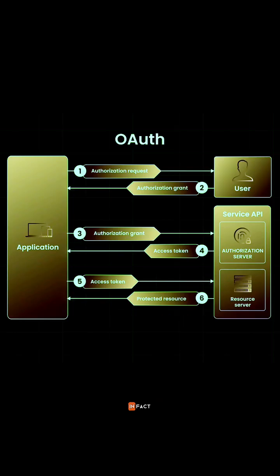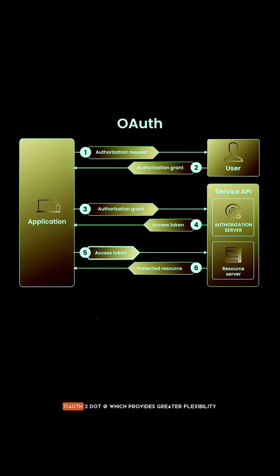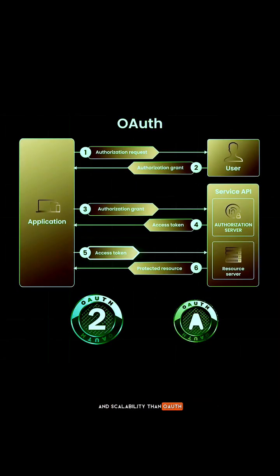itself. In fact, OAuth 2.0 introduces the concept of access tokens, which can expire and can be revoked, providing more granular control. OAuth 2.0, which provides greater flexibility and scalability than OAuth 1.0, has become the gold standard for API authentication, and it supports extensive API integration without putting users' data at risk.